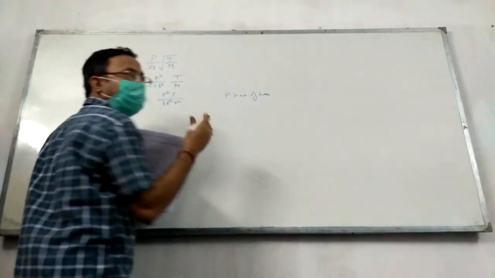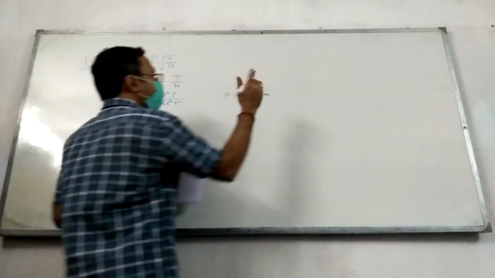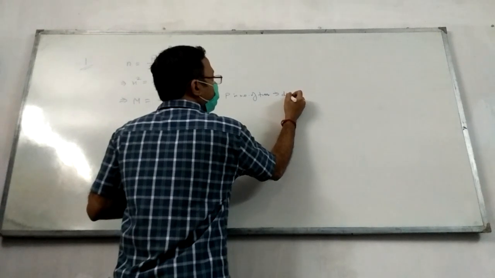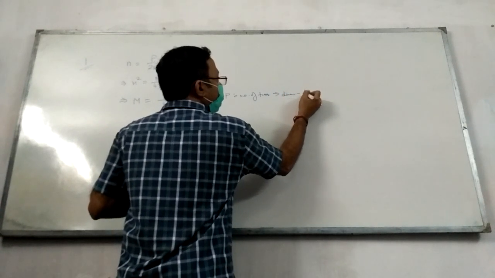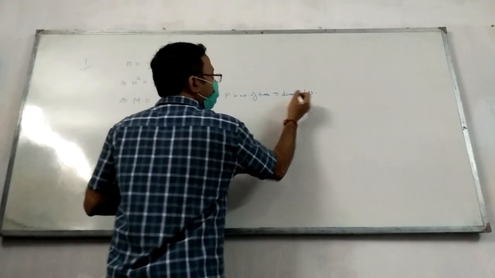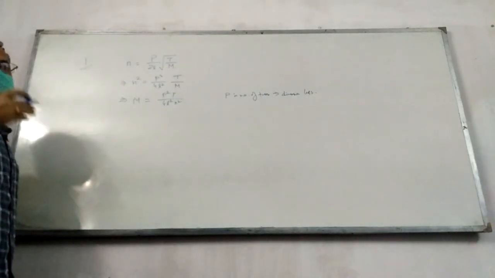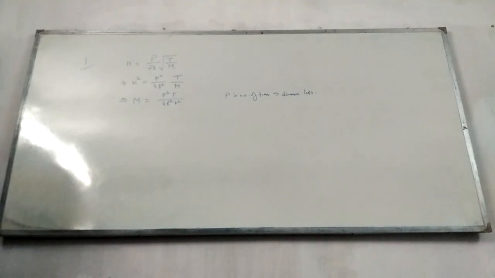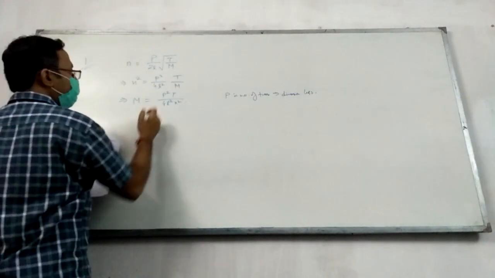Okay? P is number of turns. So what will the dimension be? It's just a pure number. Right. So this is dimensionless. It is just the number of turns. So number of turns is a dimensionless quantity. So it has no dimension.